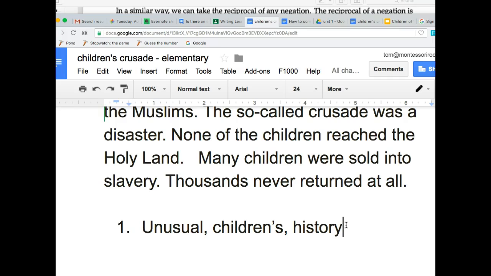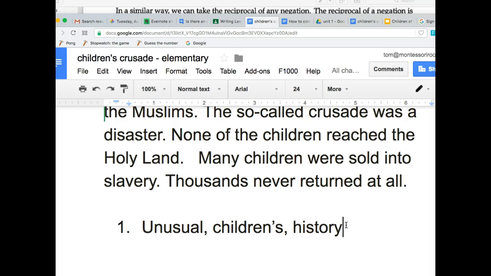So you write 1 period, and then summarize this sentence with 3 words. I, for example, am going to do crusade unusual history. Write that as number 1. So what we're doing is taking a note. Carter wrote stupid children's history. Okay? Yes, ma'am. Stupid children. Okay, so we take that note.